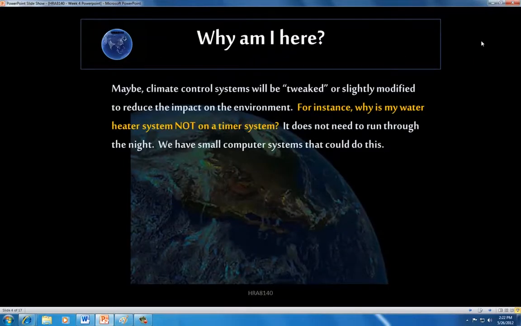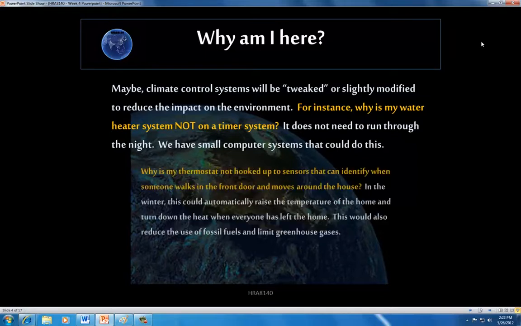Maybe climate control systems will be tweaked or slightly modified to reduce the impact on the environment. For instance, why is my water heater not on a timer system? It does not need to run through the night. We should have small computer systems attached to the unit that could do this.